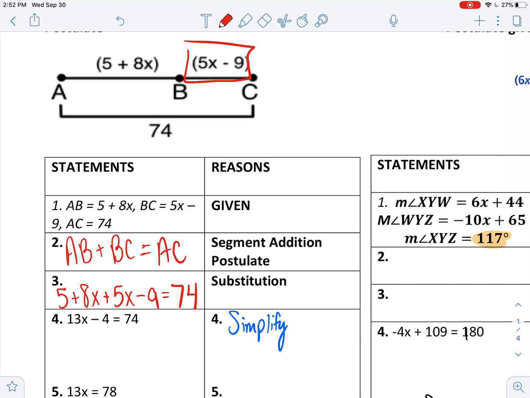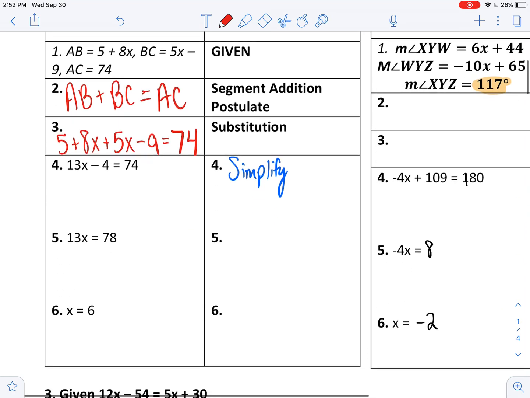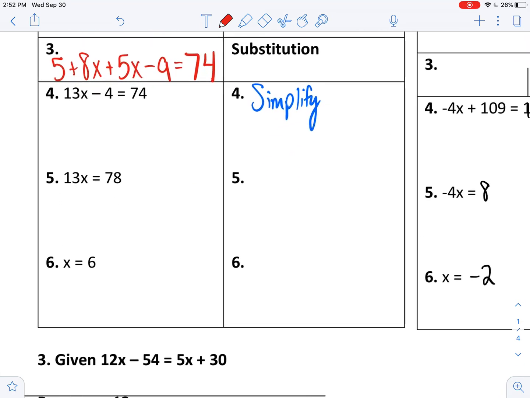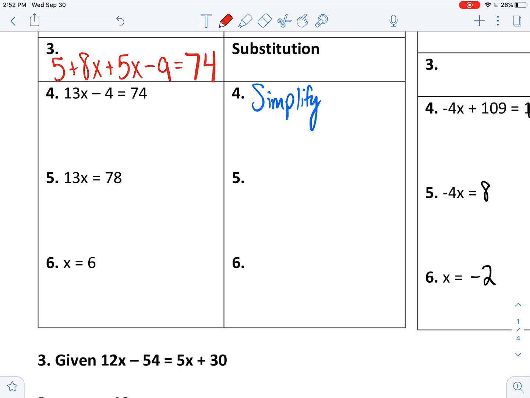And then it simplifies it for you. And what you need to do is solve this equation. So let's check out how we solve that equation. We've got 13x minus 4 equals 74. That's line 4. And then line 5 says 13x equals 78. So here you're telling me in line 5, how did I get to line 5? So what did I do to go from here to there?